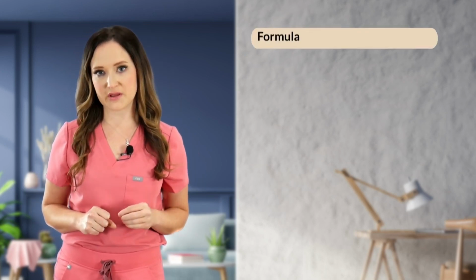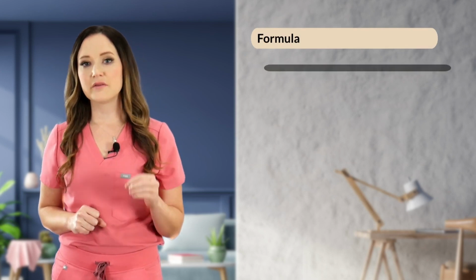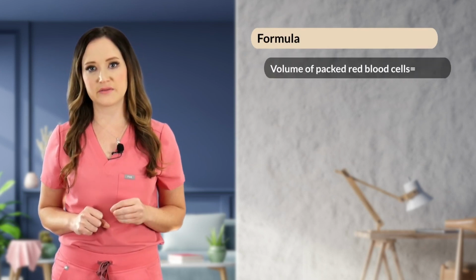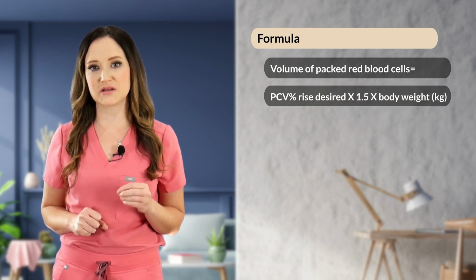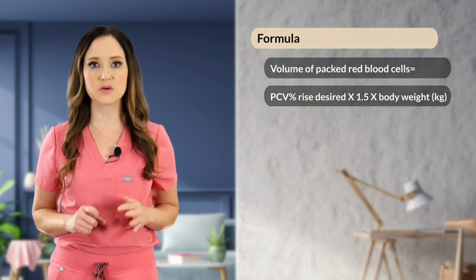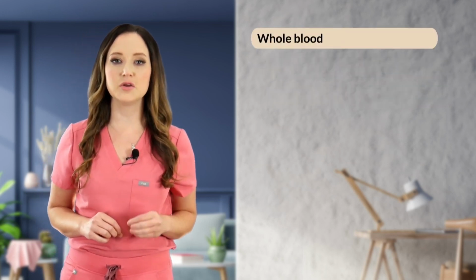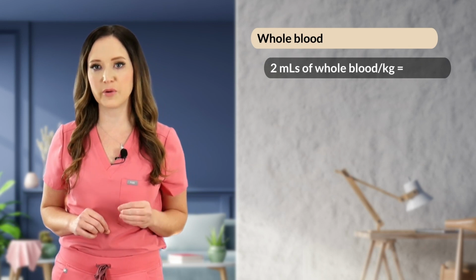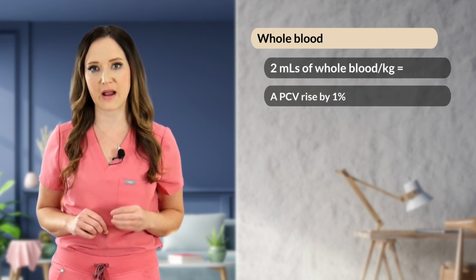However, a patient that has an acute bleed is not going to be able to tolerate the same level of drop in PCV. The type of blood product to be administered is also based on the patient's clinical history, current volume status, and the absence or presence of other coagulopathies. To determine the volume needed for a transfusion, you can use formulas like the following. The volume of packed red blood cells to be delivered equals the PCV percentage rise desired times 1.5 times the body weight in kilograms. Or, if you're using whole blood, you can roughly equate 2 mL of whole blood per kilogram to a PCV rise of 1%.